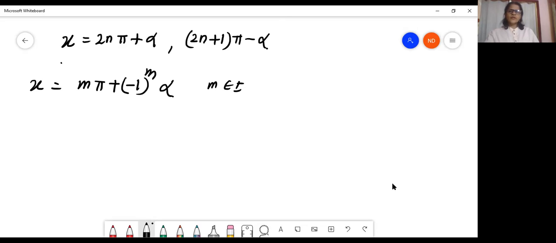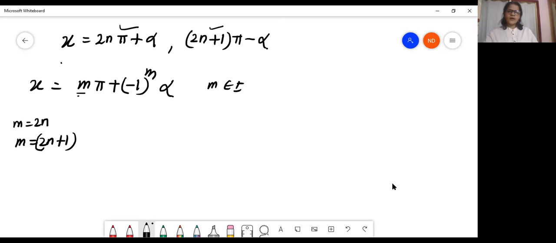So it means whenever we get m equal to even, if m is an even number, we take m as 2n. In that case, 2n pi plus minus 1 power even into alpha, so you are getting this case. If m is an odd number, we take it as 2n plus 1. In that case, 2n plus 1 into pi minus 1 power odd number into alpha, means minus 1 into alpha. So you are getting this case.